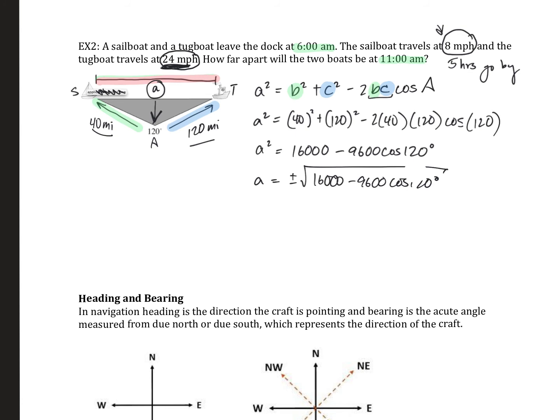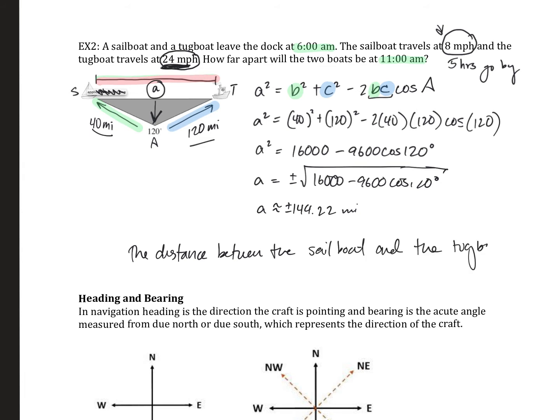Okay, so after we do that, plugging that into your calculator, you're going to get that a is approximately equal to 144.22 miles. Still plus or minus, and we're going to take the positive. So that's the distance between the sailboat and the tugboat is 144.22 miles after 5 hours.